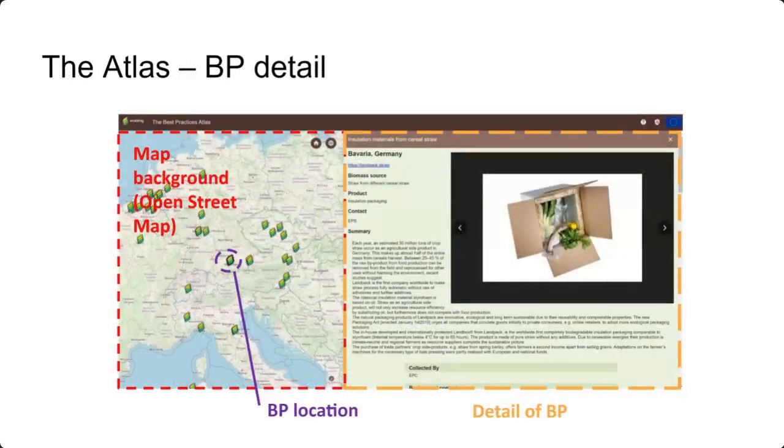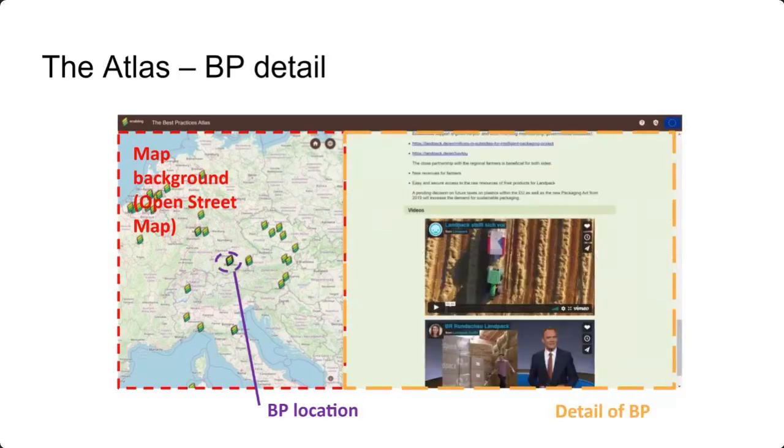So it's easy, like a GIS program. You can click on the icon on the left side, and you can get the detail about this best practice or about this example on the right side. We have implemented a slideshow for the pictures. We can implement videos, links. We can implement a very simple structure of the data.